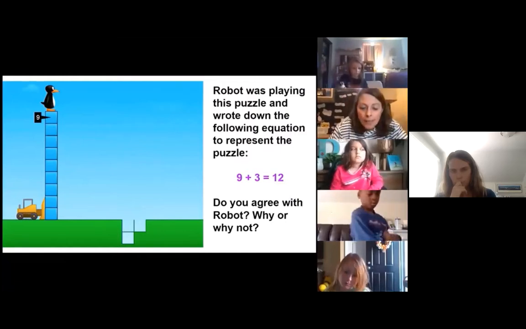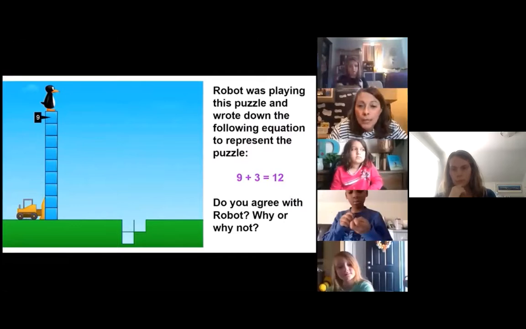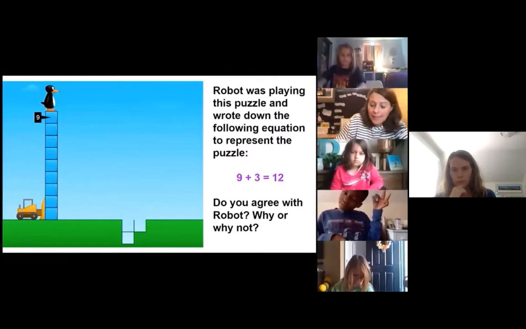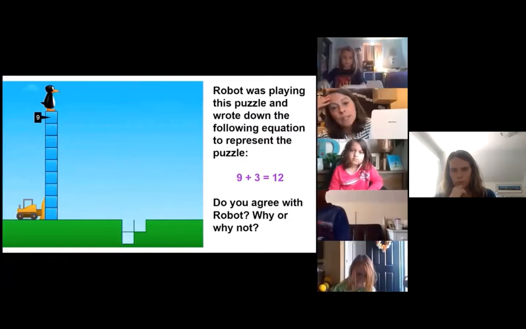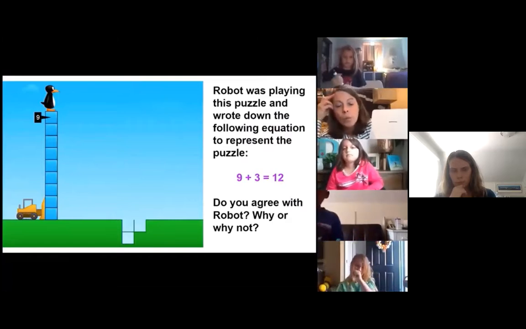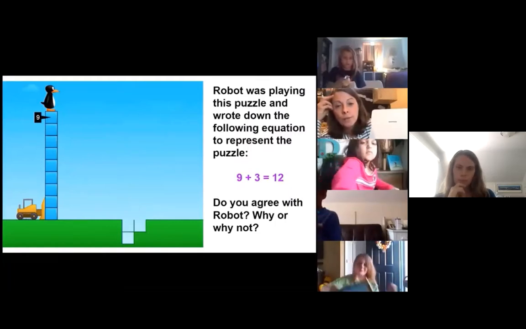Can you write down the number sentence robot should have written down? Hadley says it should have a minus sign in it. Do you see that, Parisa? Hadley said there's holes in the ground. We said those were takeaway problems. So what should the takeaway number sentence look like? What should the subtraction number sentence look like?